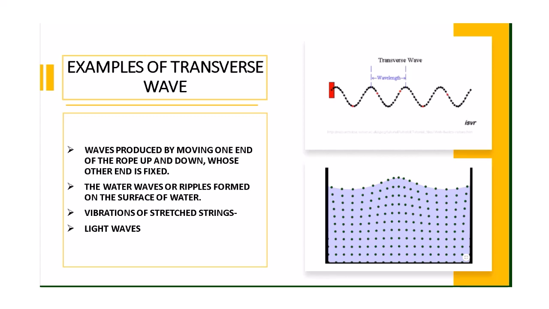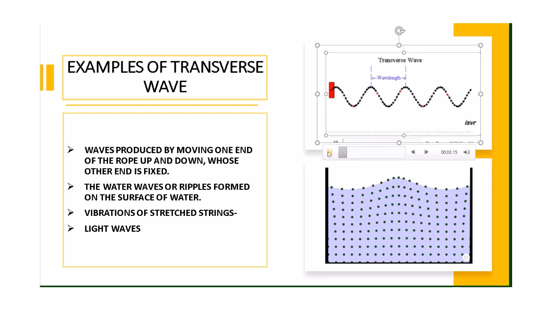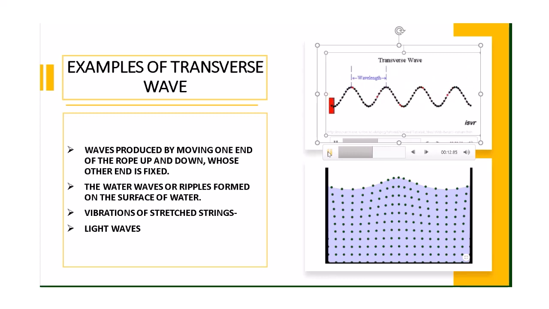These are some examples that are observed to have transverse waves. The first one is the wave produced by moving one end of the rope up and down, whose other end is fixed. Kindly observe this simulation. This is how a transverse wave propagates when one end of the rope is fixed.